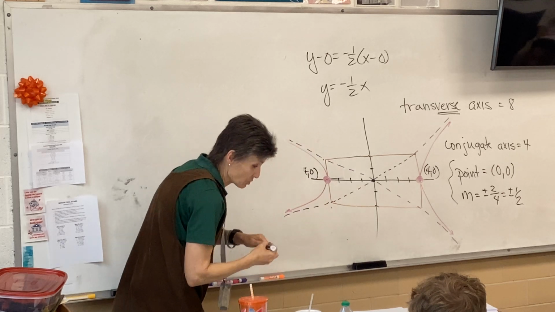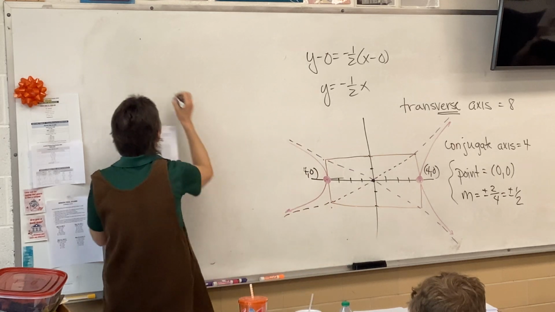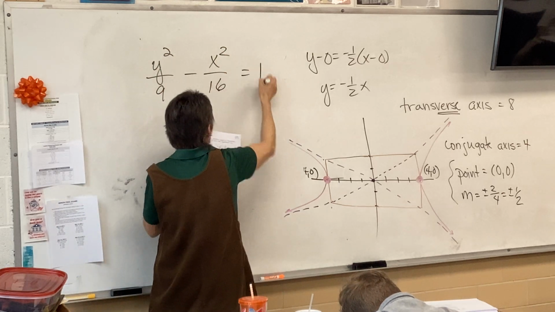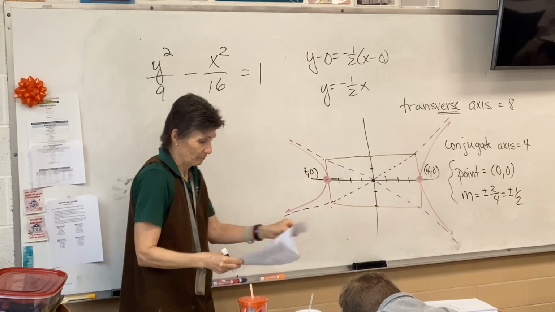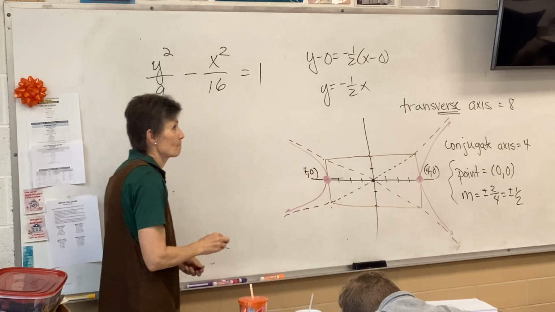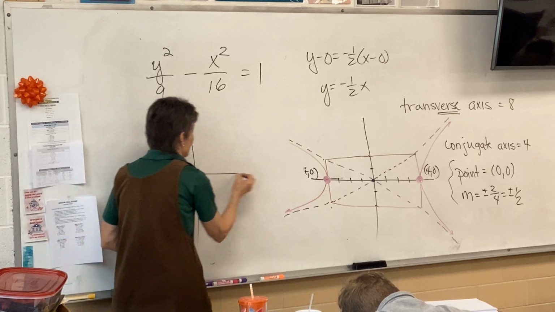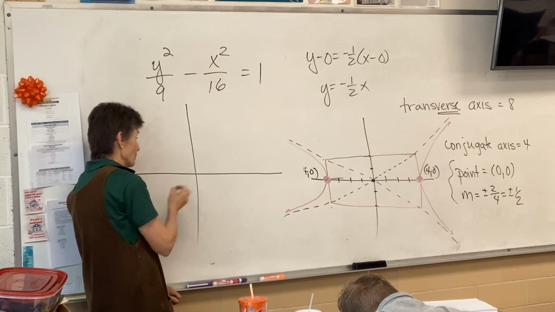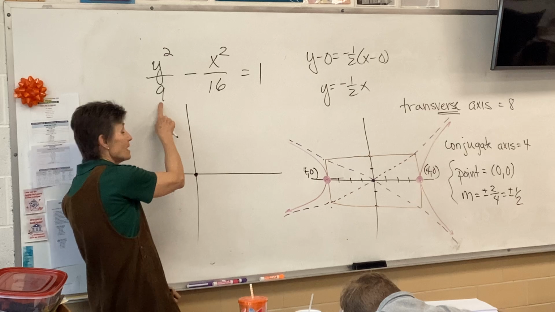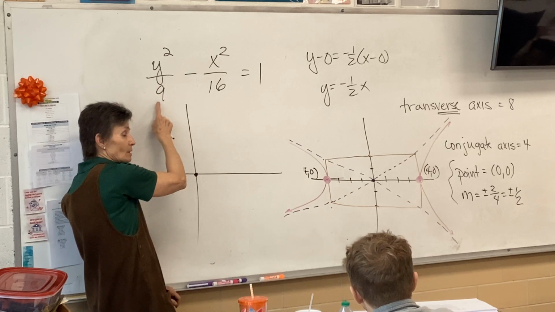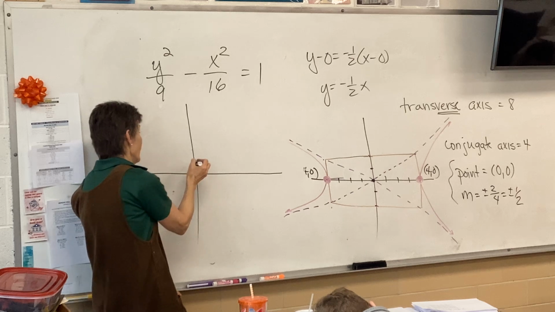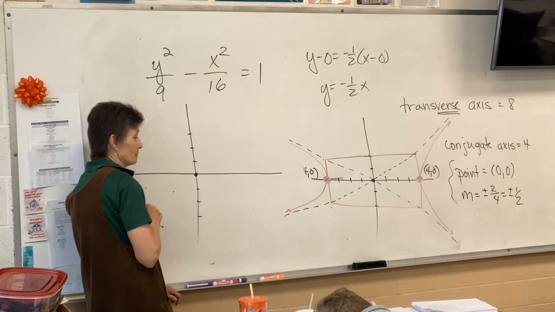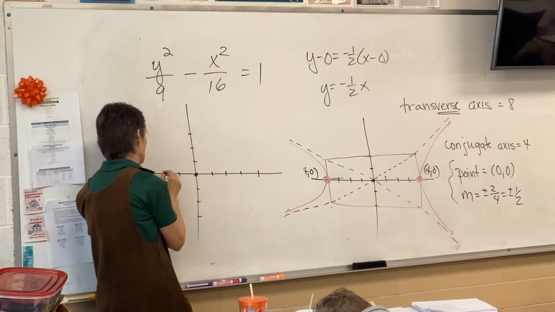All right, let's try the next one. We're not going to do all of these. We're gonna do 2 more. So we have y squared over 9 minus x squared over 16 equals 1. Where is the center? 0, 0 again. What does that 9 tell me to do? Pay attention to where it is. Go up and down there. Up 3, down 3. And what does that 16 tell me to do? Go right and left. 1, 2, 3, 4, 1, 2, 3.